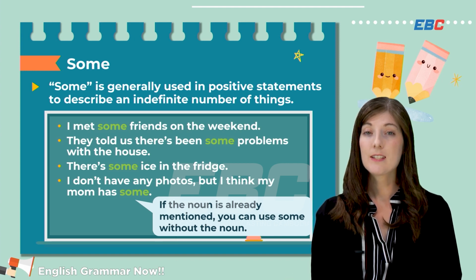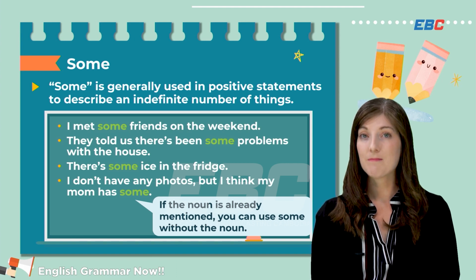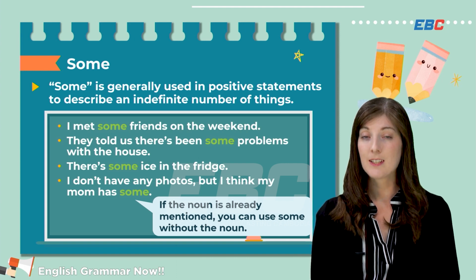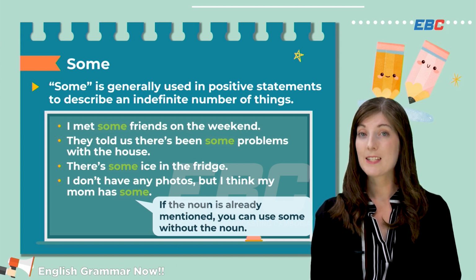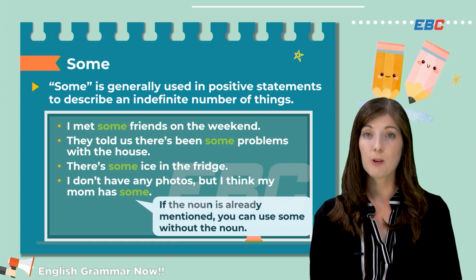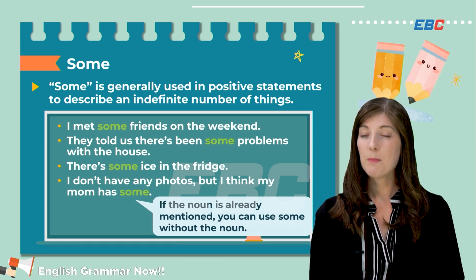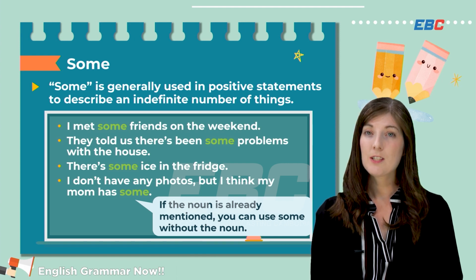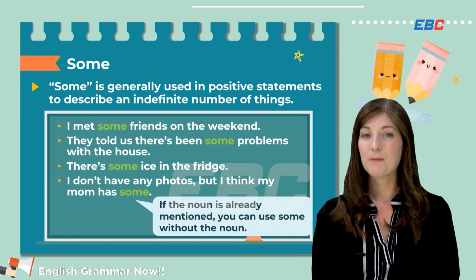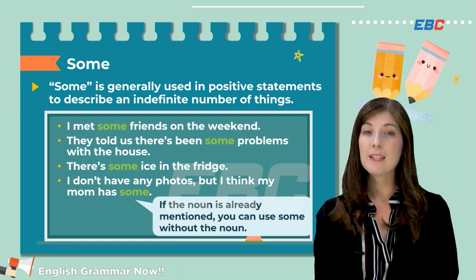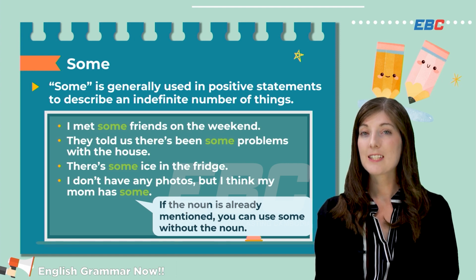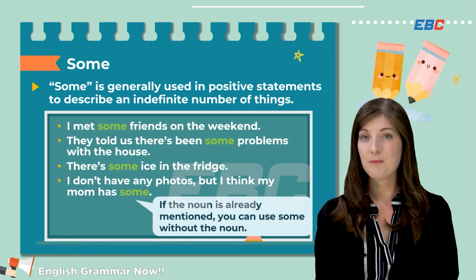I met some friends on the weekend. If you say this sentence, you're not saying how many friends. You could replace some with a number and say, I met 4 friends on the weekend. But using some allows us to not say the number. Another example. They told us there's been some problems with the house. There's some ice in the fridge.